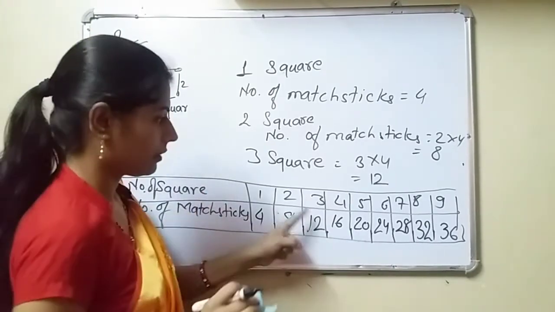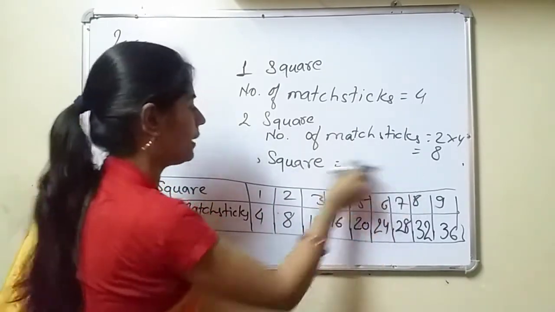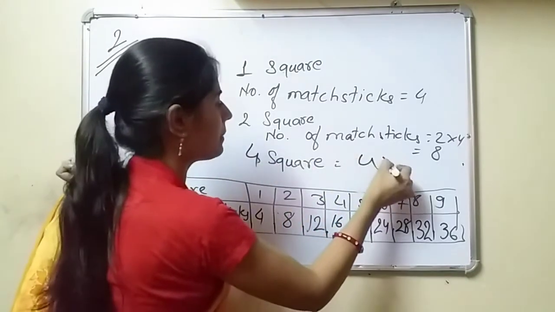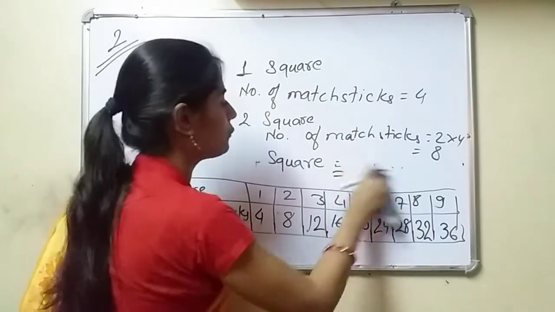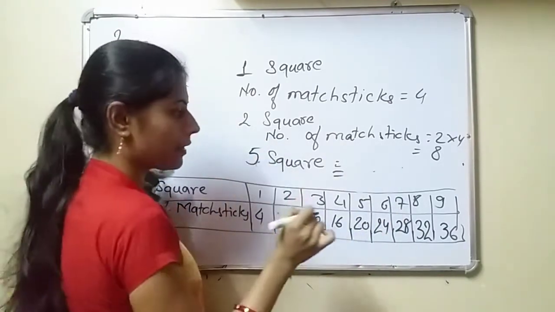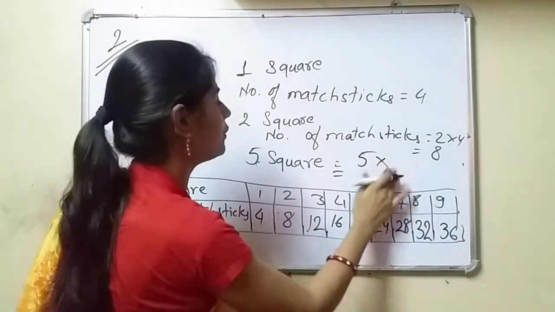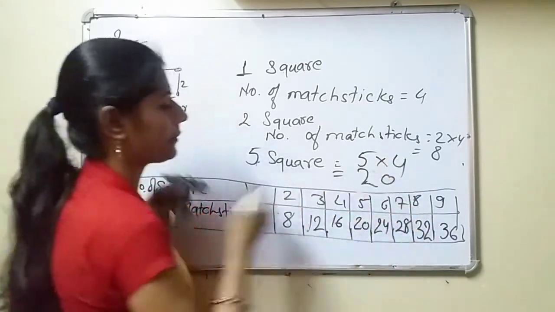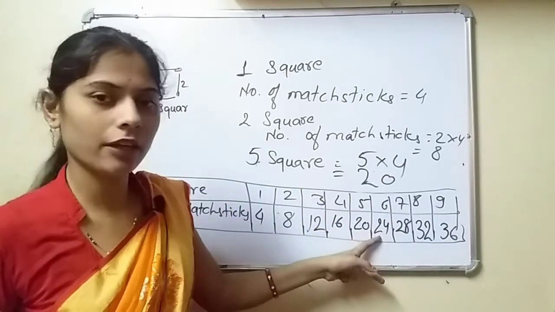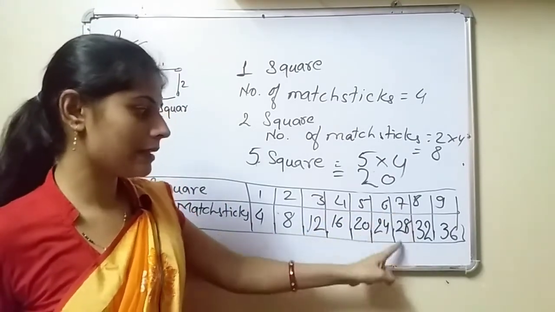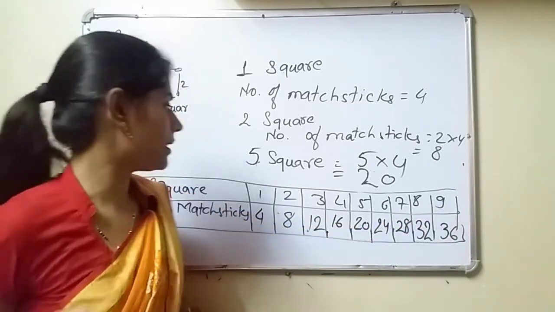See, up to there I have explained to you. In 3 it is 12. Then if you have to find for 4, just multiply by 4, it will become 16. If you have to find the number of matchsticks for 5 squares, 5 into 4 is 20. Then similarly for 6, multiply by 4, you will get 24, for 7, 28, for 8, 32, for 9, 36.